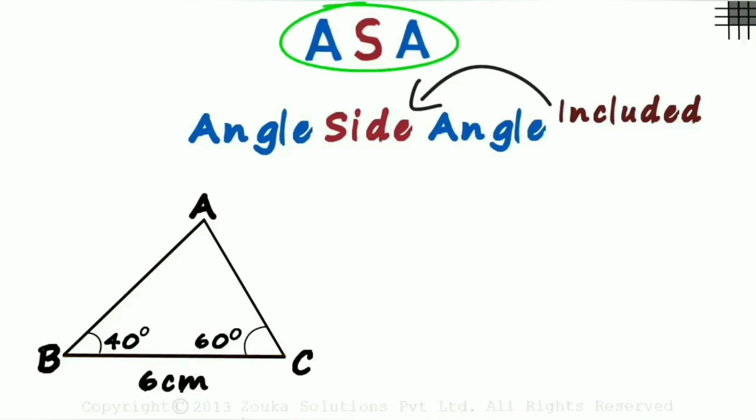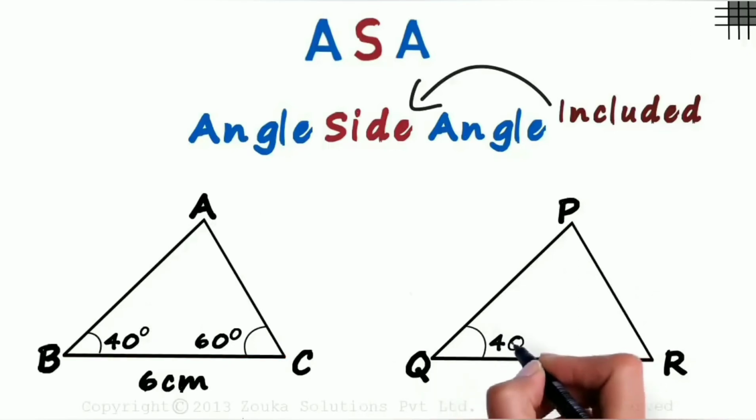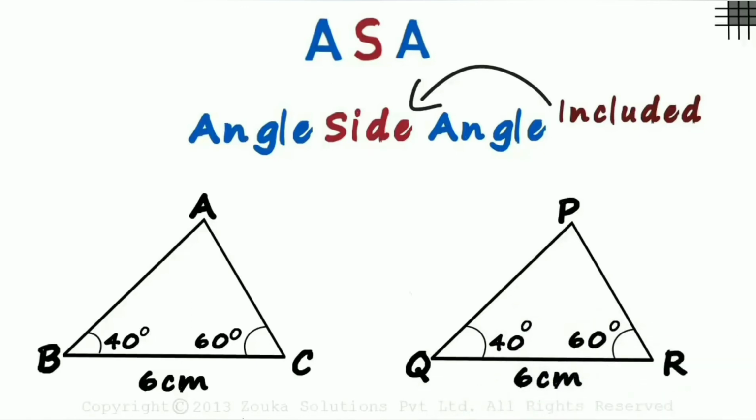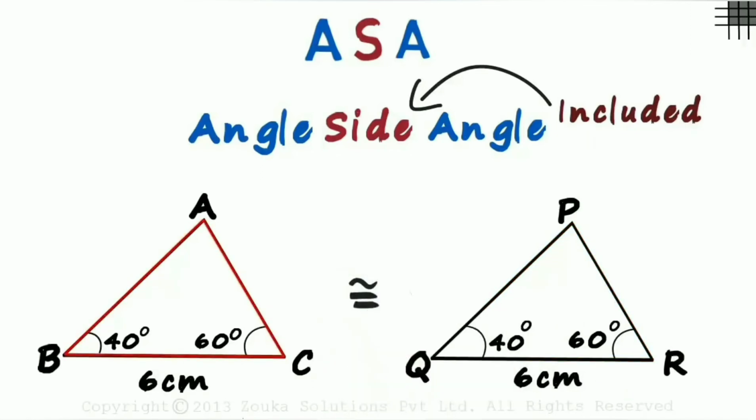The ASA congruence condition says that if we have another triangle with two angles and an included side equal to the two angles and an included side of a triangle, then the two triangles will be congruent. And if we have triangle PQR with the same two angles and the included side, then they will be congruent. If this measure is 40 degrees and this measure is 60 degrees and the included side is 6 centimeters, then the two triangles will surely be congruent. Triangle ABC will be congruent to triangle PQR.